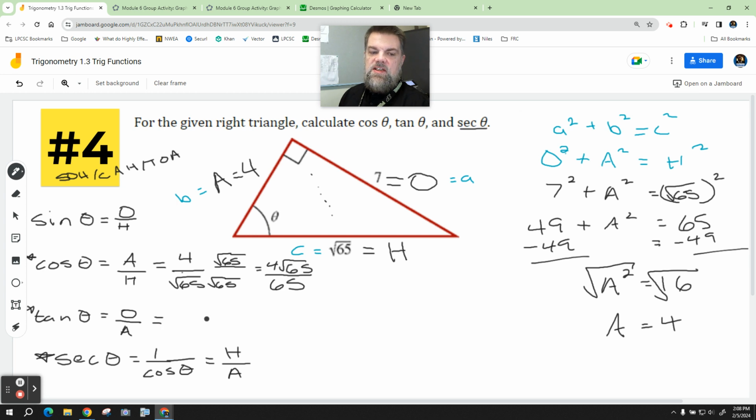Let's do the adjacent, or tangent. Tangent is the opposite, so this will be 7 over the adjacent, which is 4. So this is the first part of the answer. This is the second part. And then lastly, we say the square root of 65 over 4.